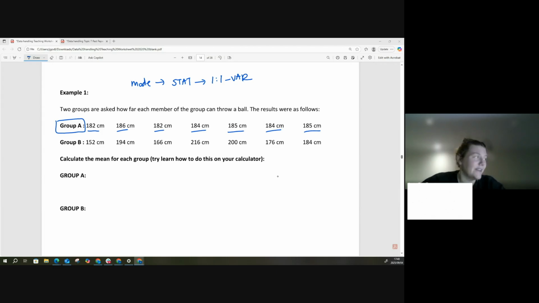So when we do this on our calculator, what we should find is that our mean for group A is 184, and our mean for group B is 184. So what does that tell me? What can I do with that information? It's suspicious.